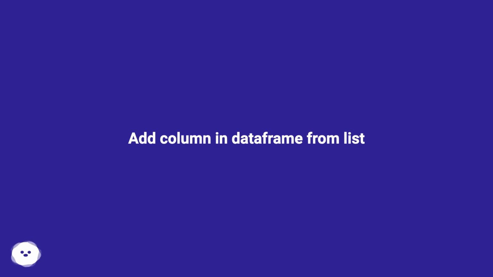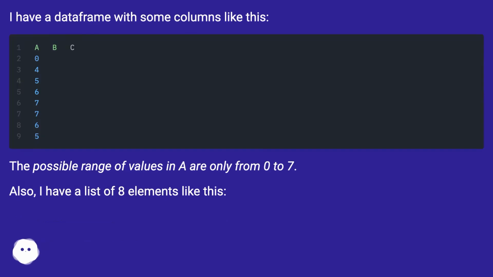Add column in data frame from list. I have a data frame with some columns like this. The possible range of values in column A are only from 0 to 7. Also, I have a list of 8 elements like this.